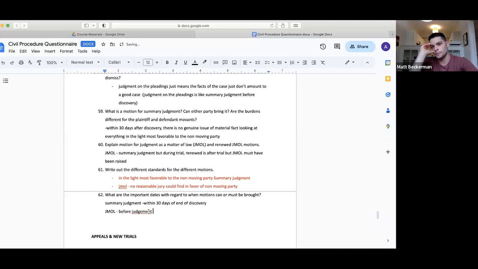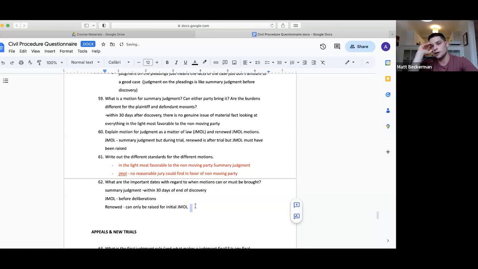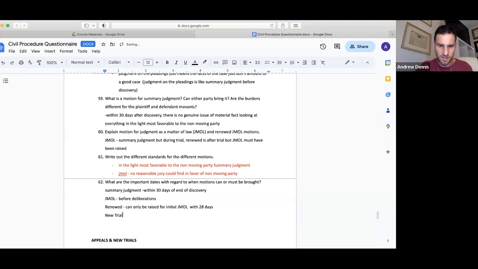And then a renewed JMOL, which can only be on the issues, only on the claims that you brought JMOL for in the first place. So relief from judgment is within a year, but you have to bring a renewed JMOL within 28 days of the close of trial. In new trial, is it 30 days? I think it's also 28 days. New trial is also 28 days. And but then that is 1 year.